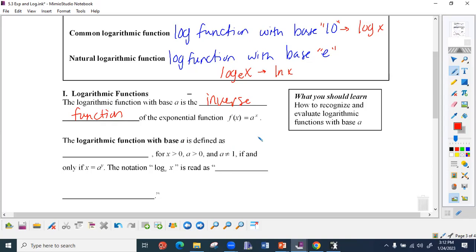Okay, just like the inverse of addition is what? Subtraction. So if I'm trying to solve something, I'm trying to undo what I did. How did I get here, right? So I'm going to do the inverse operation. And so log is the inverse function of exponential. Okay. So the logarithmic function with base a is defined as, we write it as f of x equals log base a, subscript, of x. X is called your argument.